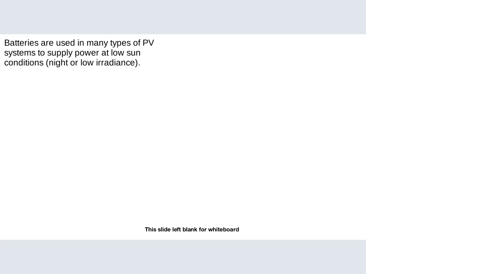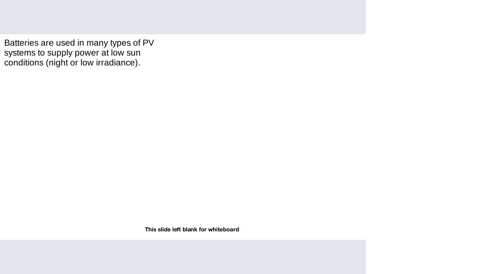Then we can go to another major component of a PV system, that is the batteries. We all know what the work of a battery is. A battery is used to store charge. They are used in many types of PV system to supply power at low sun conditions. Those low sun conditions are also called low sun irradiance or night irradiance.